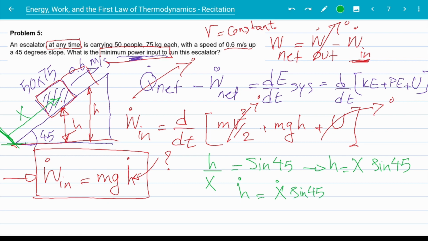So what is x dot? X dot is the rate at which this box moves along the x-axis. From the problem, we know that the box is moving with velocity 0.6 meters per second on the x-axis. So x dot is actually 0.6 meters per second. Plug in, and you get that h dot is 0.6 meters per second times sine 45.